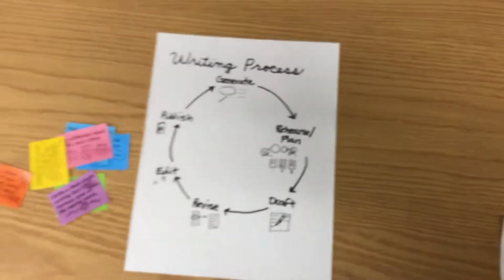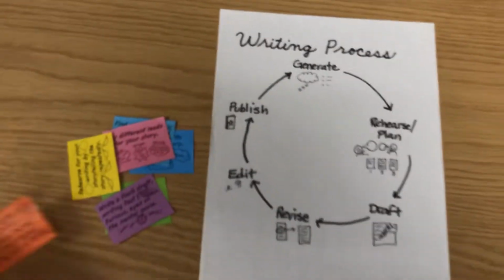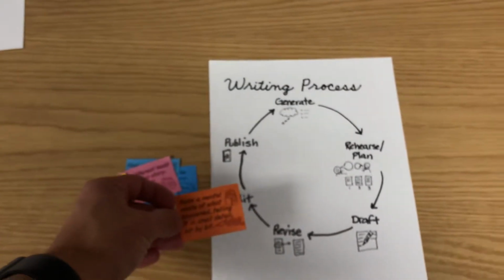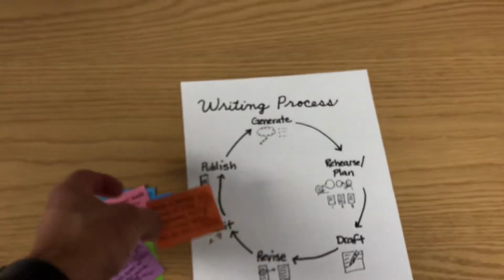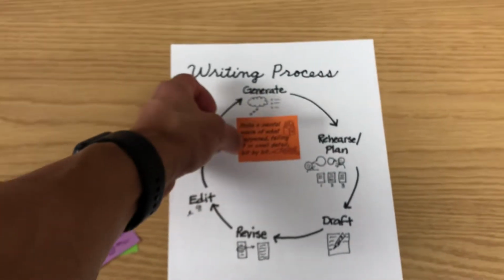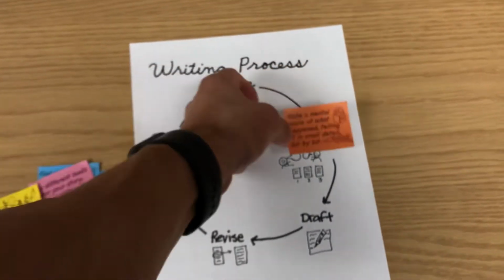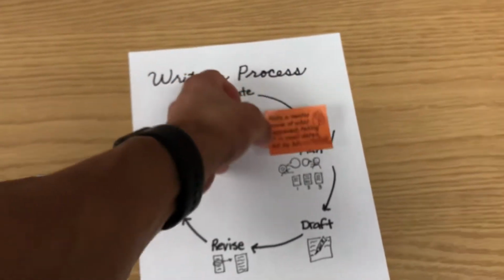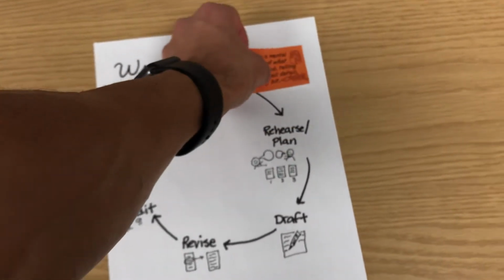So basically, here's the idea: we would take something like make a mental movie of what's happening and tell it bit by bit. Where would that fall in the writing process? We knew that would be in the generate, rehearsal phase of things for kids. We kind of put that there.